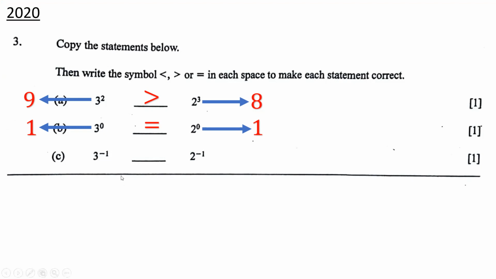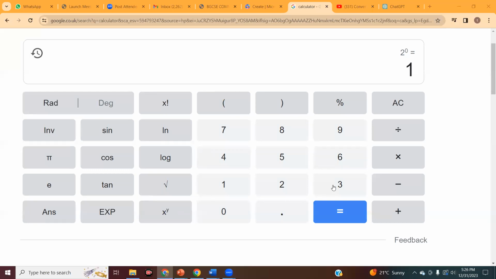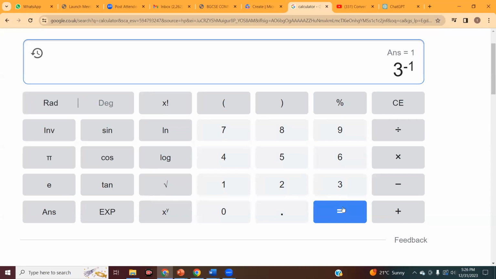Moving right along, let's consider 3 to the power of negative 1 and 2 to the power of negative 1. For this one, we can use a calculator to determine the values of these numbers. 3 to the power of negative 1 is equal to 0.333333 and continuing on. If we round this to 2 decimal places, it'll just be 0.33.